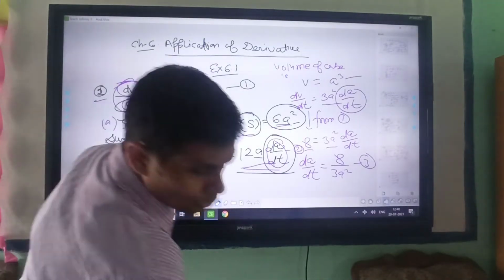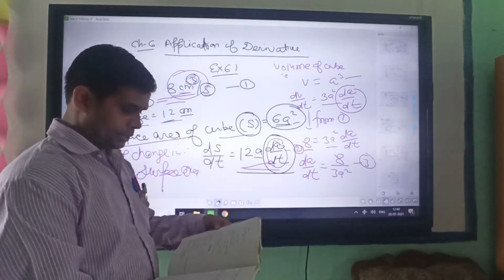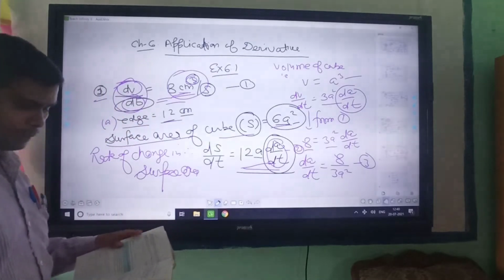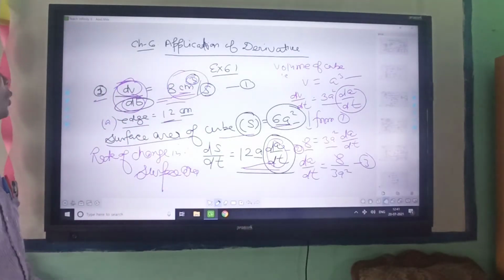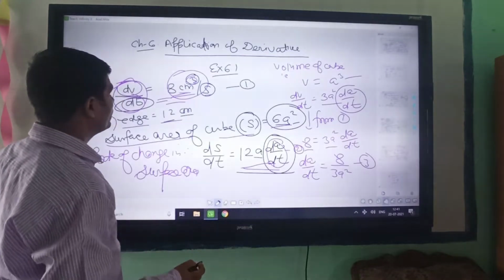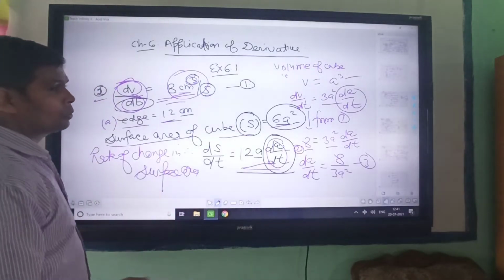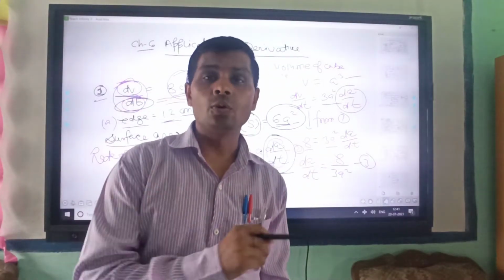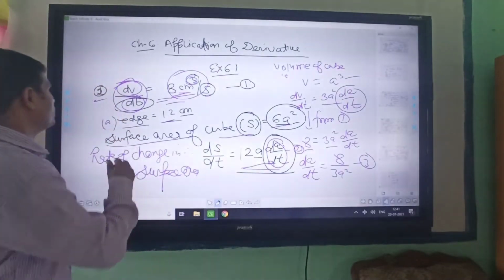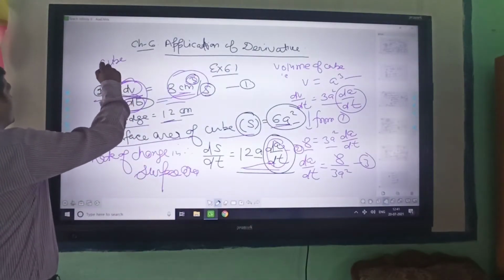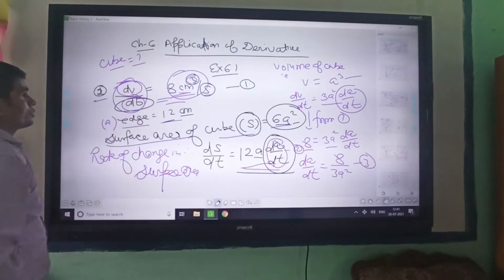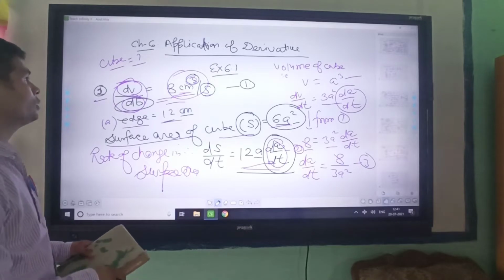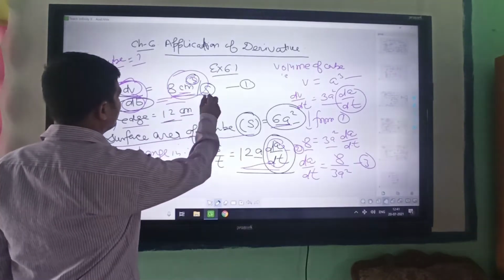In question number 2, you can see it is written that the volume of a cube is increasing at the rate of 8 cubic centimeter per second. Here we are talking about the cube, so we should also write down the word cube. The volume of a cube is increasing at the rate of 8 cubic centimeter per second. So you will write down 8 cubic centimeter per second.